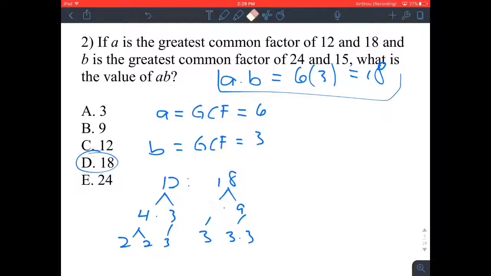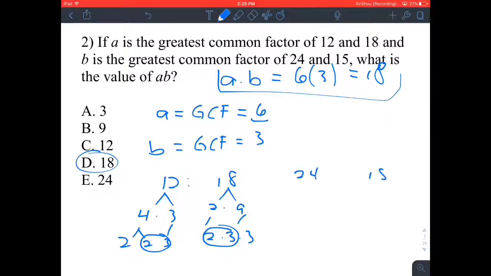And I'm sorry, that's not right. 18 breaks down to 2 times 9. That's 2 times 3 times 3. So the GCF, they both have a 2 and a 3 in common. So the GCF is a 6, which we have already stated.